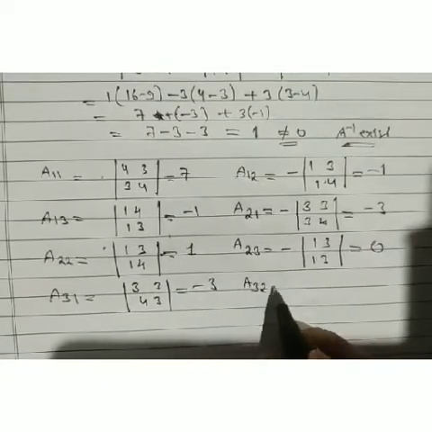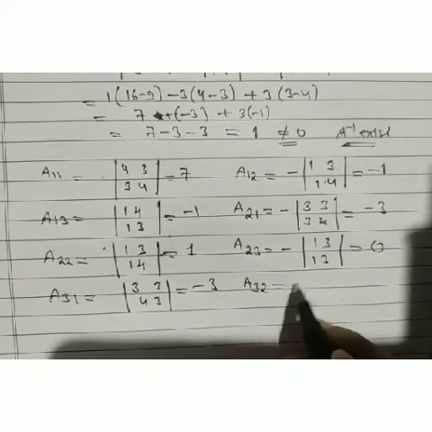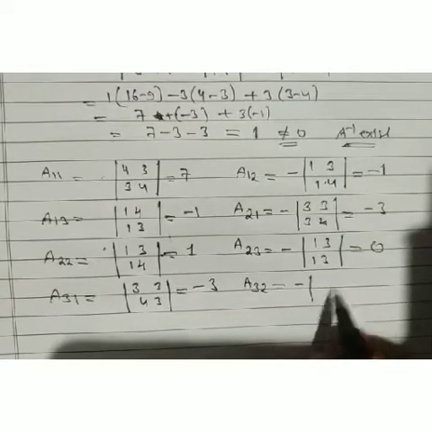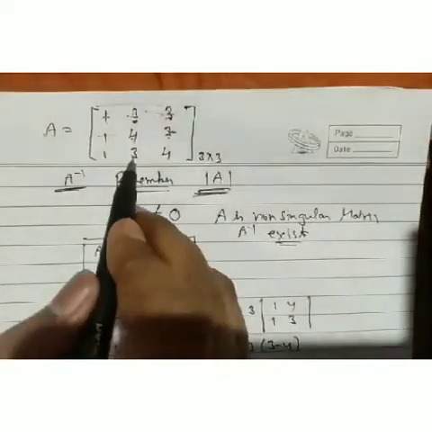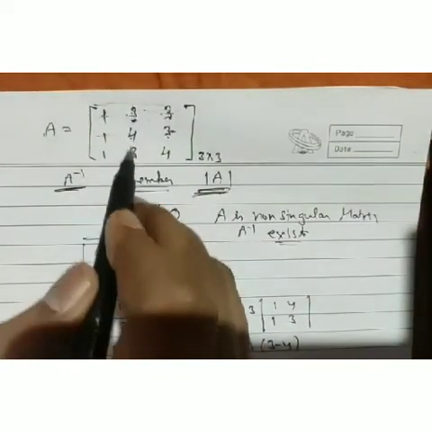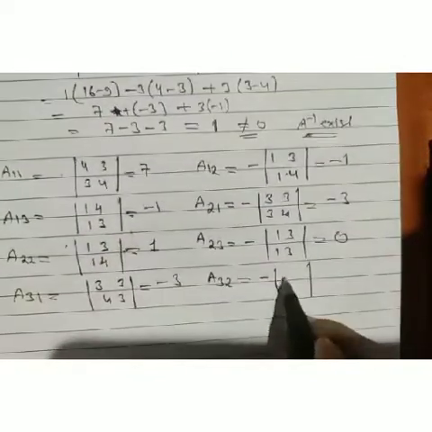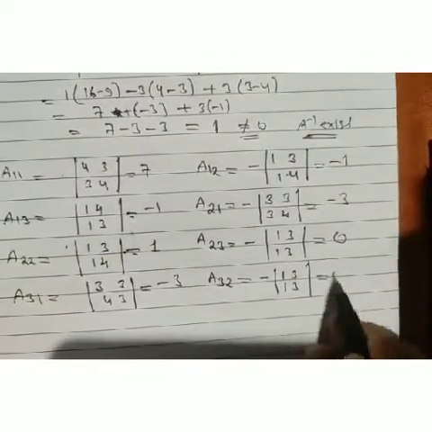We are going to find out A32, minus plus. Now it's a minus. It's a cofactor of this 3. Deleting this row and this column, what do we have? 1, 3, 1, 3. Again it gets 0.